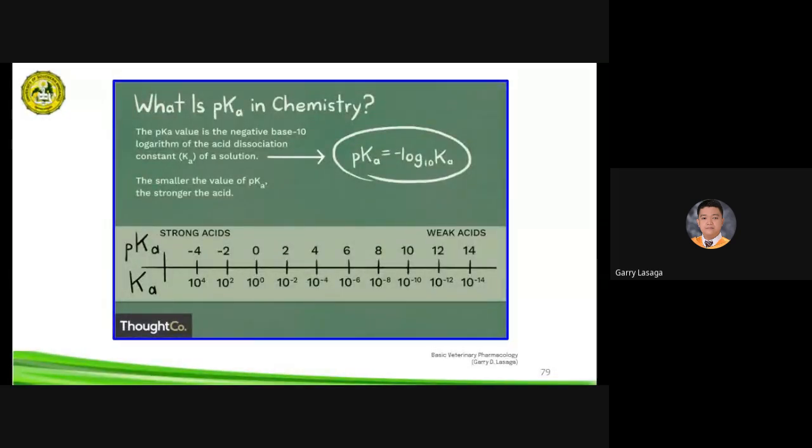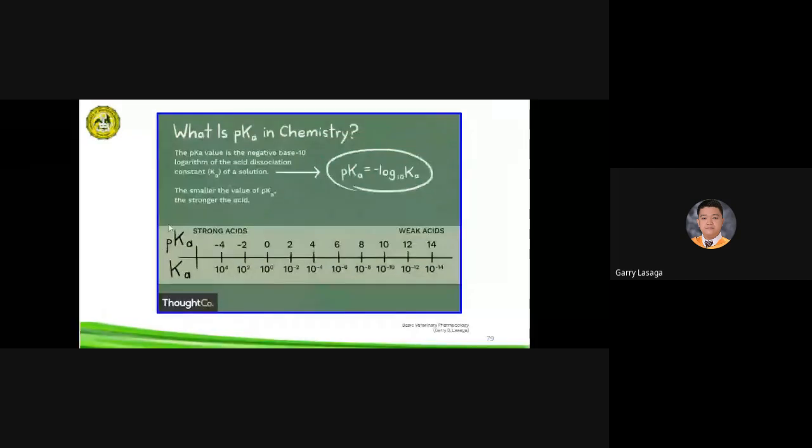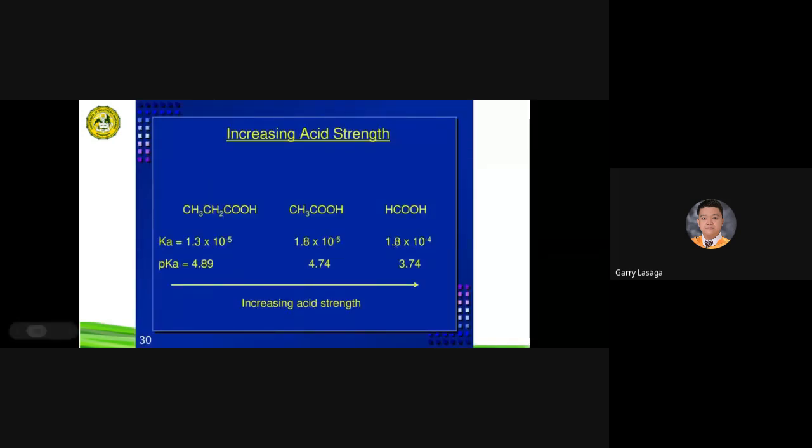So the smaller the pKa value, the stronger is the acid. So we have here a comparison of our pKa. The lower the value of our pKa, the stronger will be the acid. The higher, the weaker is the acid. So the pKa is also used to determine the strength of our acids.